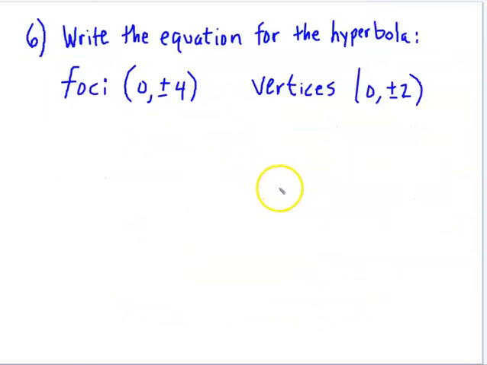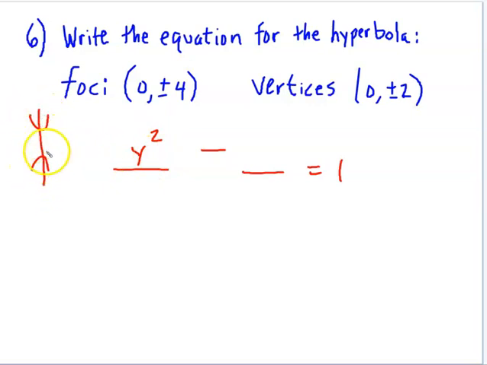All right, another example. Let's write the equation for this hyperbola. We can go ahead and set it up. Notice the axis that the foci and the vertices are on. They're on the y-axis, so that means my hyperbola is going to be two parabolas opening up and down along the y-axis. I know that a is 2, so a squared is 4.